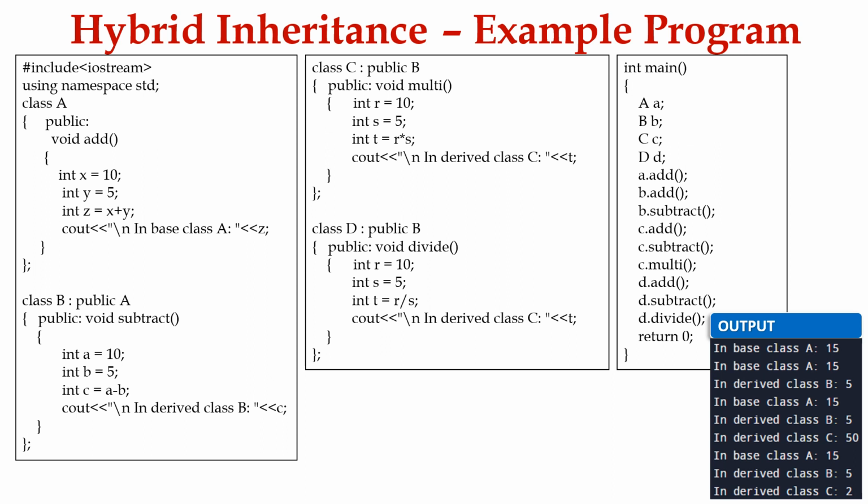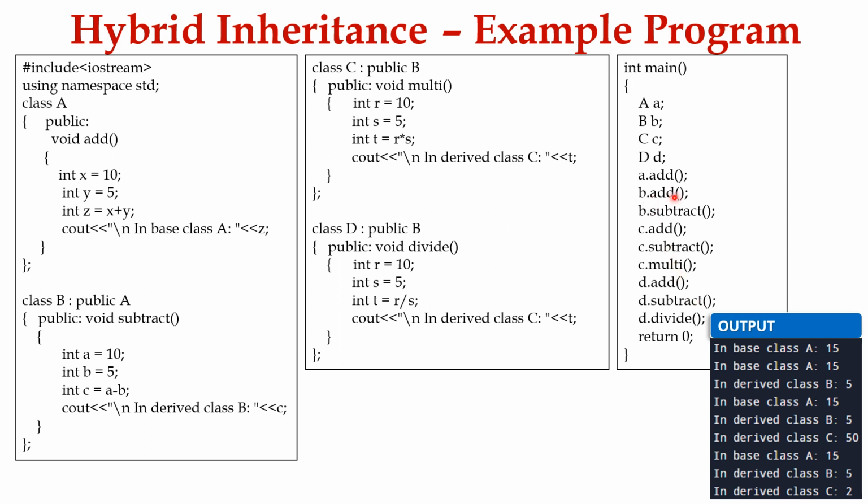Now let's see the execution of the program here. We have declared the objects a, b, c, and d for the classes capital A, capital B, capital C, and capital D. Then, by using the class A object small a, we have accessed the function addf. This addf function performs x plus y, that is 10 plus 5, and stores it in the variable z, that is 15, and displays it to the user using the cout statement in the class A add function. So, we can see in the output that in base class A, 10 plus 5, 15 is displayed to the user.